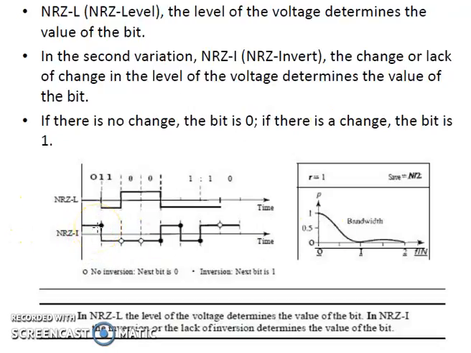If there is no change, then the bit is 0. See here, the bit is 0. Whereas if there is a change, the bit is 1. See, it was at level 1 and there is a change. Then it will continue to be the same if it is 0. Then again we got a 1, so level change. Again another 1, so level change. Again another 1, level change. And the level will remain the same if it is 0.